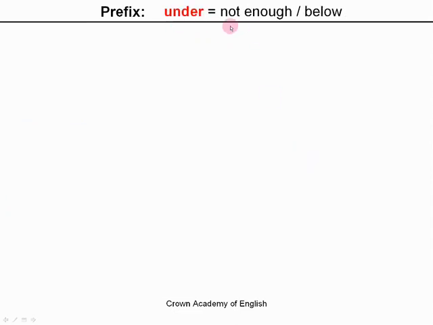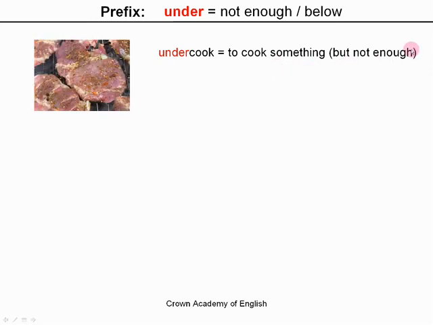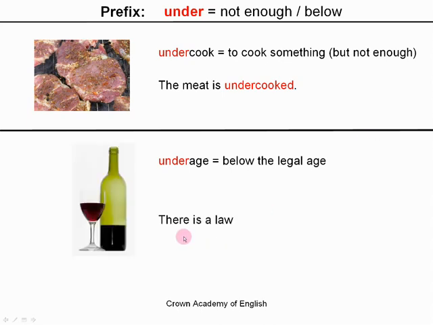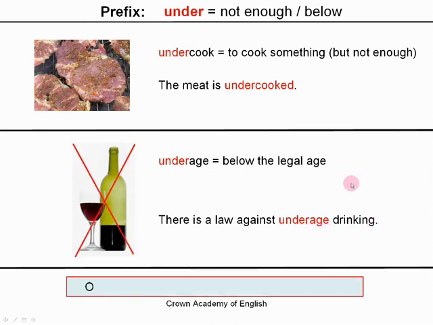Under means not enough or below. To undercook is to cook something but not enough. The meat is undercooked. Underage is below the legal age. There is a law against underage drinking. Other examples: underestimate, and underdeveloped.